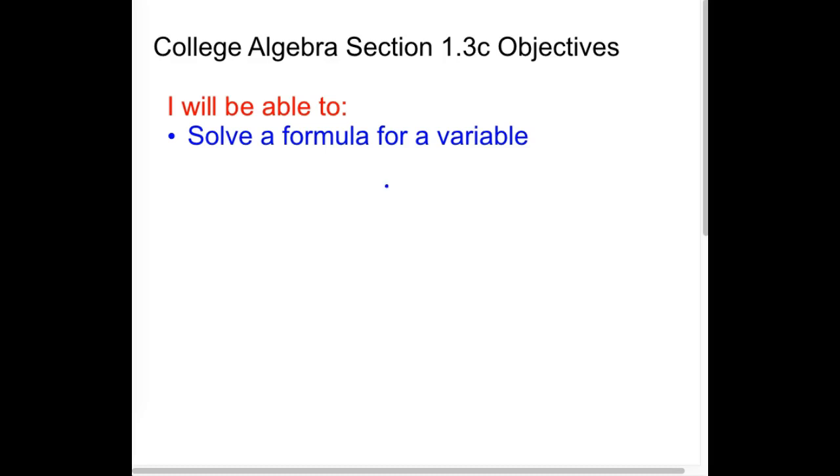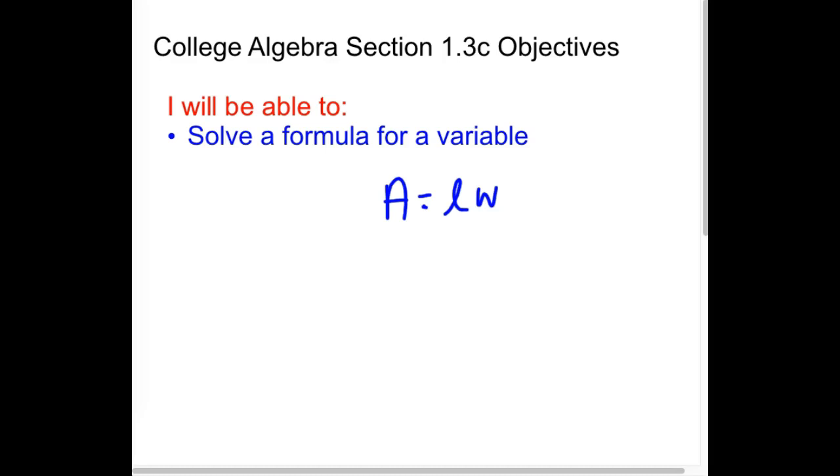For example, if I said, here's my formula, A equals LW, what does it stand for? We've seen this one before. Area equals length times width, right? Area of a rectangle. This is the one we memorized. We know area equals length times width.